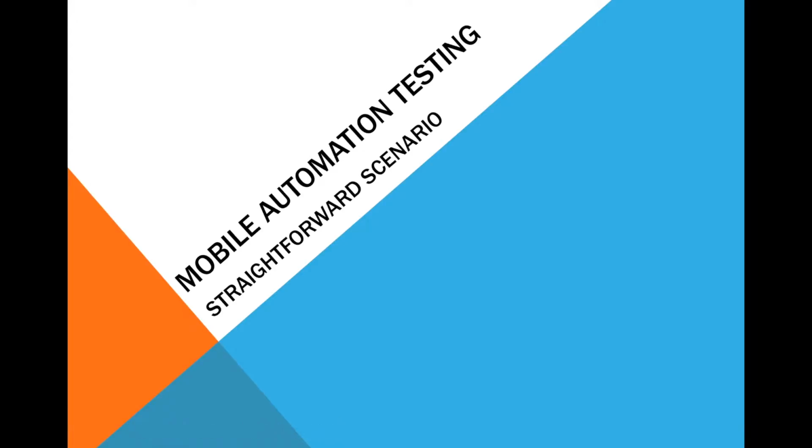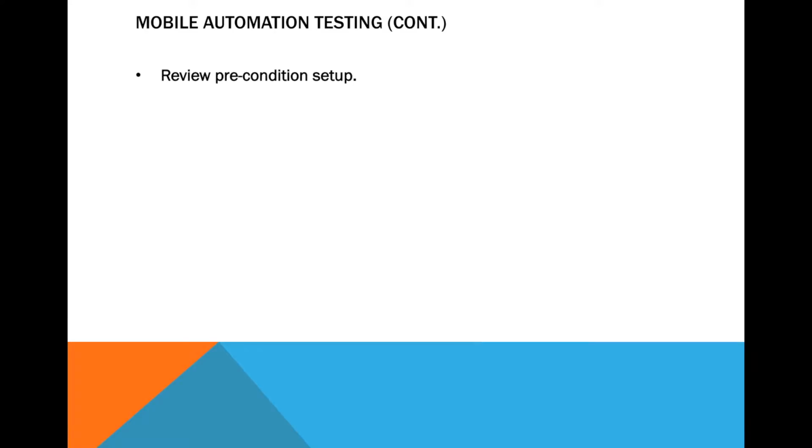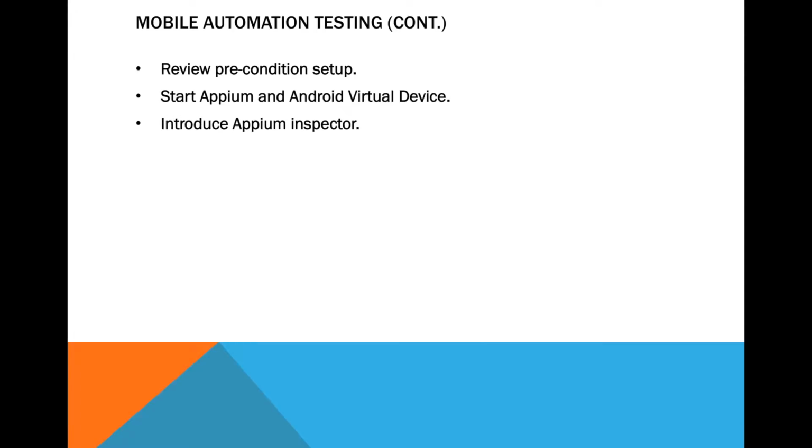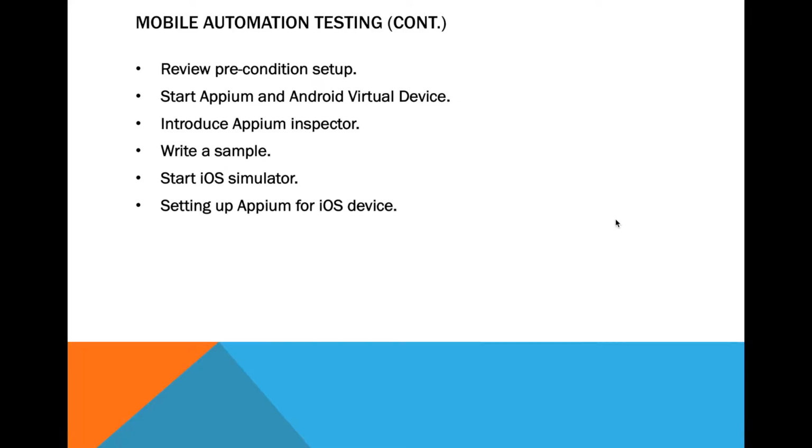Today we're gonna learn how to do a straightforward scenario for mobile automation testing. In today's tutorial, we're gonna review the precondition for setting up your PC. We're gonna start Appium and Android virtual device. We're gonna give you an introduction about Appium Inspector. We're gonna write a small sample, and then we're gonna start iOS simulator. We're gonna set up Appium for iOS device and give you a small sample about it.